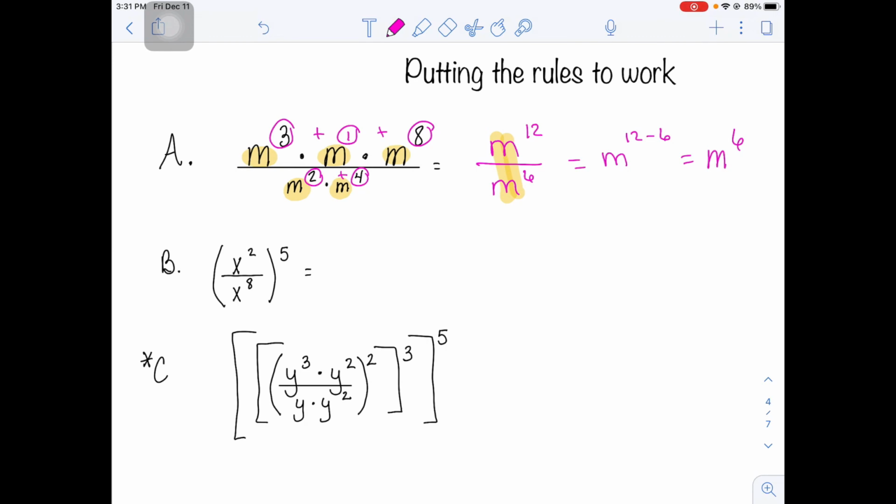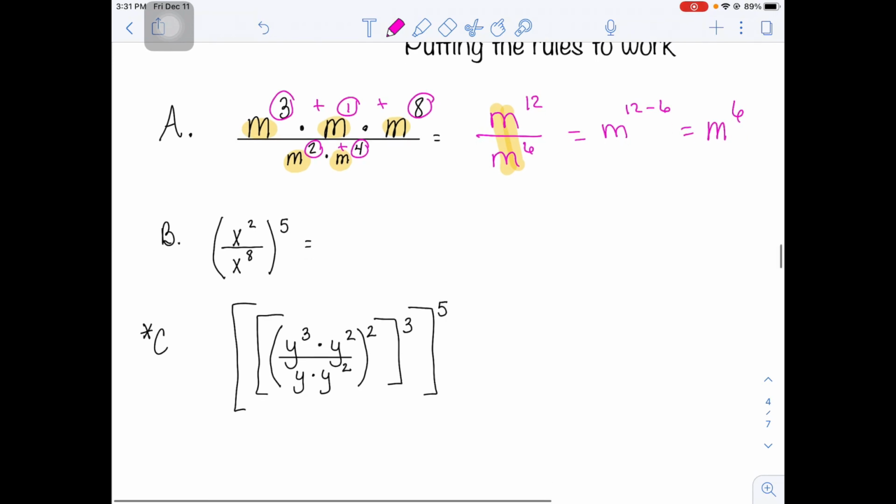All right, let's look at b. So b is inside of parentheses. Think about when we do PEMDAS, we always think about parentheses first. So we're going to look in parentheses and go ahead and simplify that. So we have the same base of x, and then we have 2 minus 8. So that gives us x to the negative 6. So now that's been simplified in our parentheses.